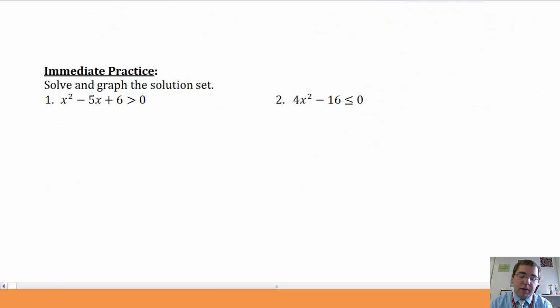Here are your two immediate practice problems. Solve and graph the solution set. X squared minus 5x plus 6 is greater than 0. And number 2, 4x squared minus 16 is less than or equal to 0. That is the end of section 4.9.